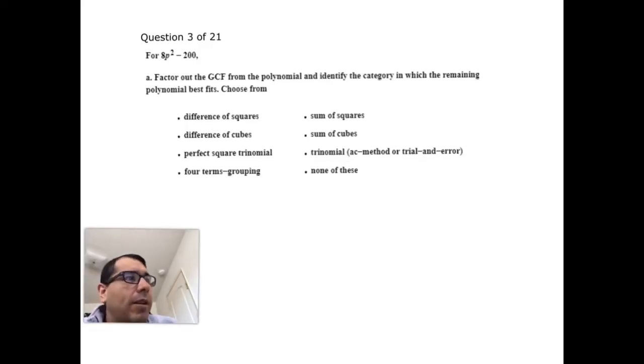All right, so here, something a little different. Notice now we have two terms, 1, 2. So you know you can't have a trinomial, so these are gone. You know you don't have 4 terms, so this one's gone. So it's either difference of squares, difference of cubes, or sum of squares. Well, check this out. We have a subtraction, so right away, we know we're not dealing with any type of sums. So now, how do I know if it's a difference of squares or difference of cubes?